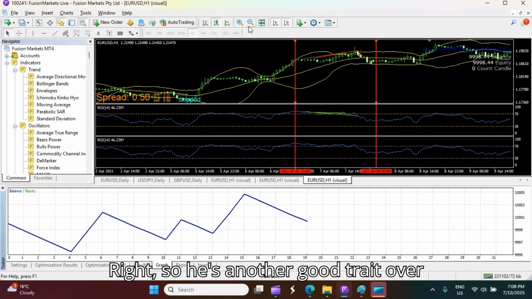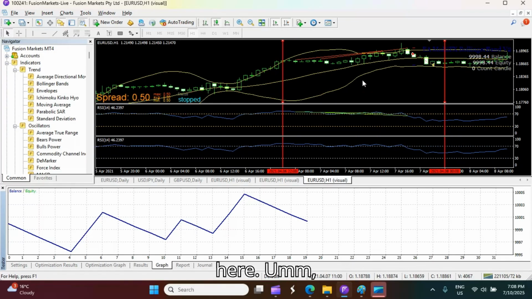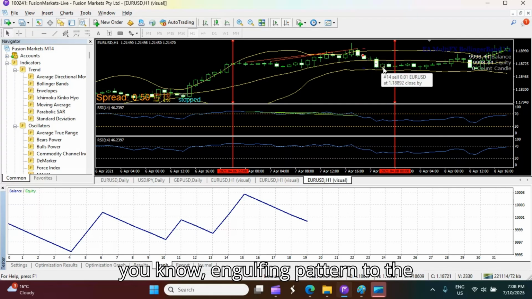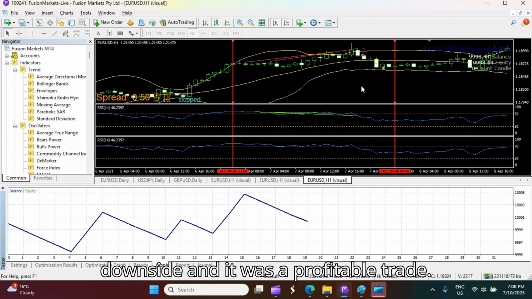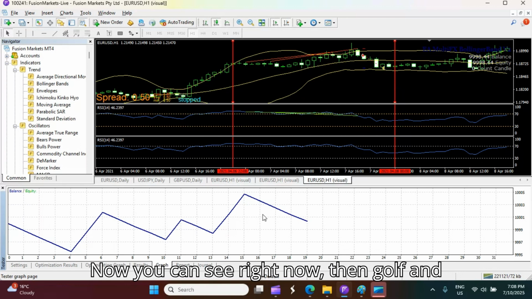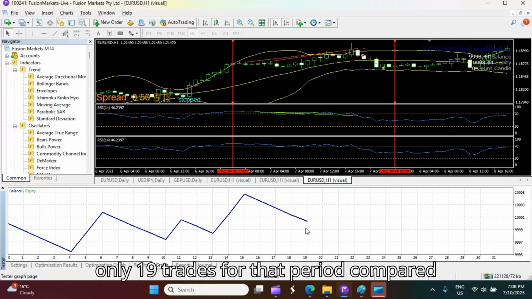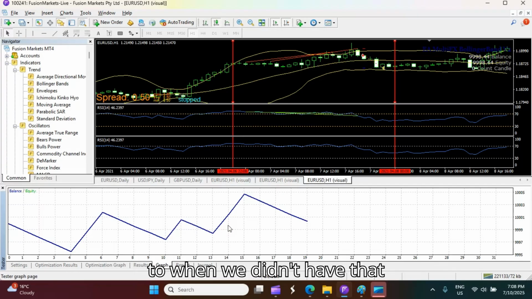Right? So here's another good trade over here. Engulfing pattern to the downside, and it was a profitable trade. Now you can see, right, now the engulfing pattern is enabled. There's only 19 trades for that period compared to when we didn't have that engulfing pattern enabled to take the trades, right? So we're filtering out those trades that are not giving you the edge.